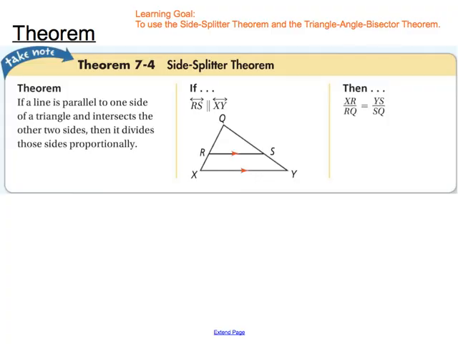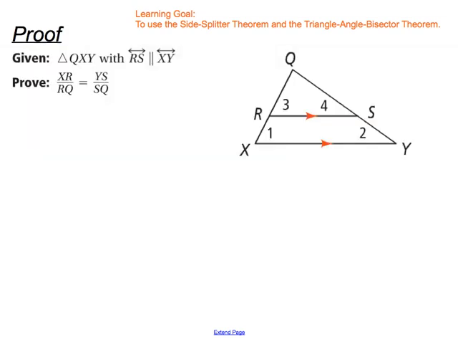Our first theorem, theorem 7.4, is the side splitter theorem. It states that if a line is parallel to one side of a triangle and intersects the other two sides, then it divides those sides proportionally. So here we can see we have line RS, which is parallel to line XY. And the theorem tells us that XR over RQ will have to equal YS over SQ.